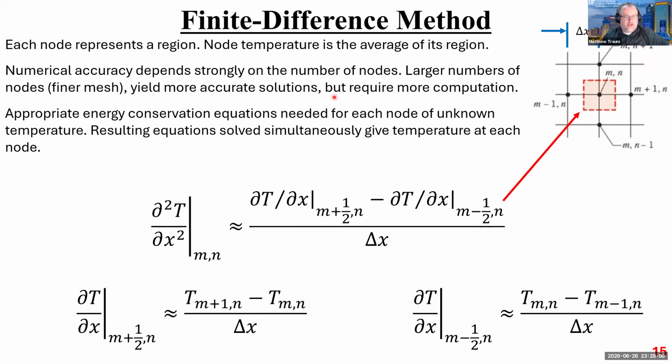So in order to create those equations, we need to solve the appropriate energy conservation equation for each node of unknown temperature. And then we're going to use those resulting equations. We're going to solve them simultaneously, and that's going to give us the temperature of the node. This, by the way, is why we had you take linear algebra, because there's a lot of linear algebra in finite difference solutions.